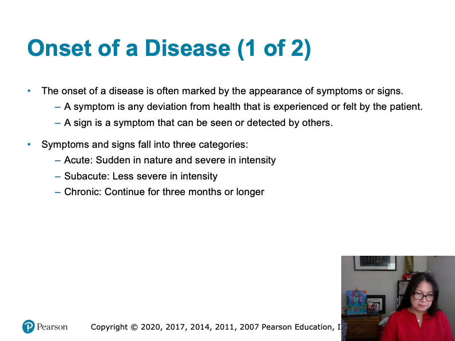of disease. Both symptoms and signs may be acute, subacute, or chronic. Acute signs and symptoms are sudden in nature and severe in intensity. Subacute signs and symptoms are less severe in intensity. Chronic signs and symptoms are those that continue for 3 months or more.